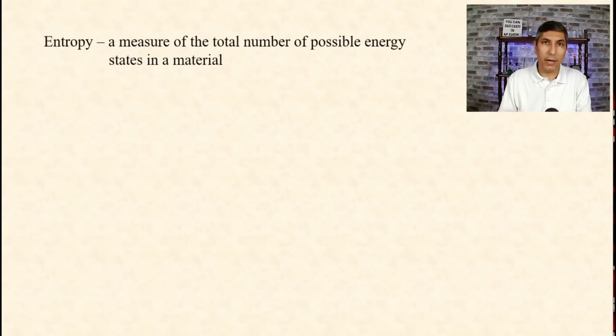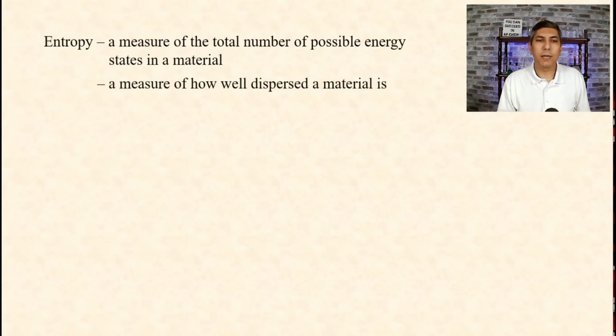Now let's move on to Unit 9, which is about the second law of thermodynamics and electrochemistry. A very important concept in Unit 9, especially about the second law of thermodynamics, is this concept of entropy. Entropy is a measure of the total number of possible energy states in a material. Sometimes we talk about it in terms of how much disorder or chaos there is. Very often it's also described as a measure of how well dispersed a material is. All of these are nice descriptions to help us understand and conceptualize entropy, especially in AP Chemistry.